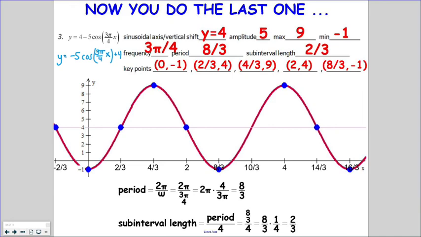And then this is a reflection of cosine. So instead of starting at its maximum, cosine will start at its minimum with the reflection. So that's why at 0 radians, our first point is the minimum, because we've reflected cosine over the sinusoidal axis here.